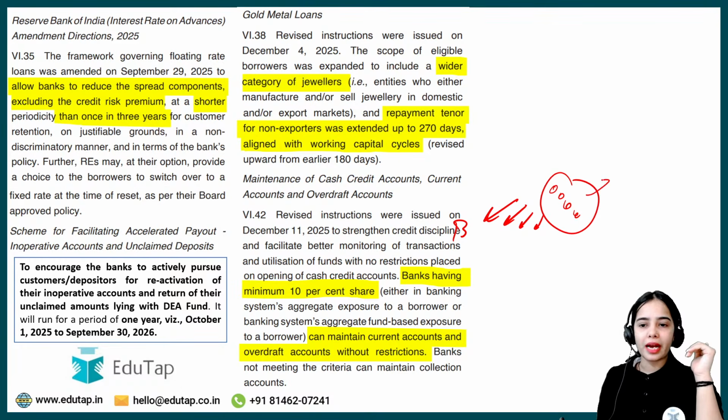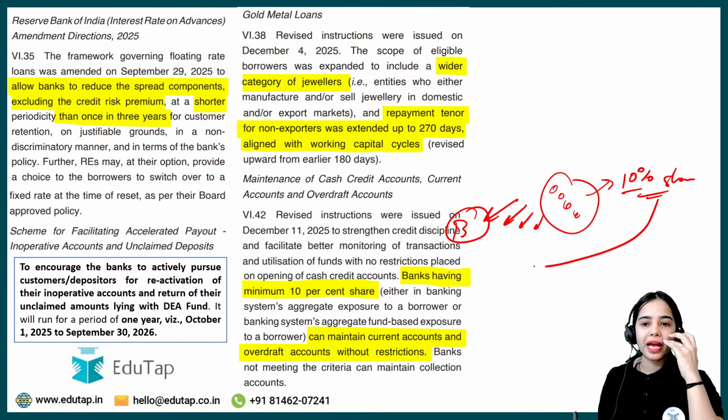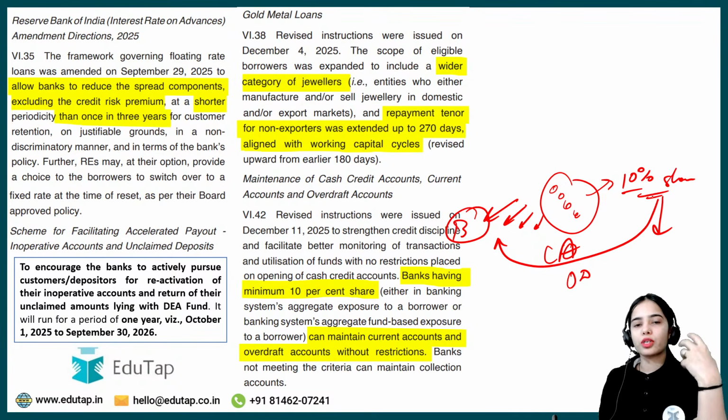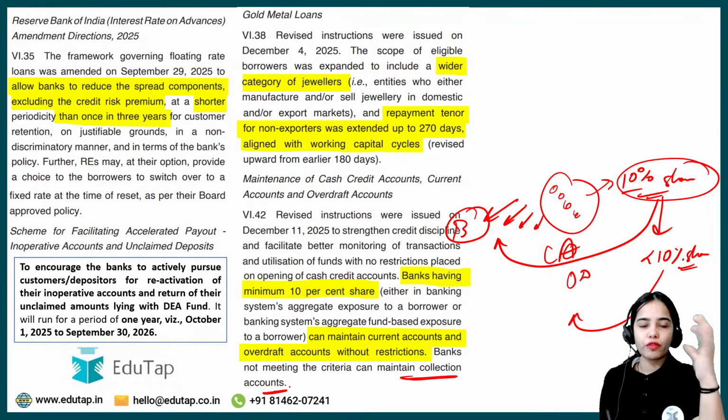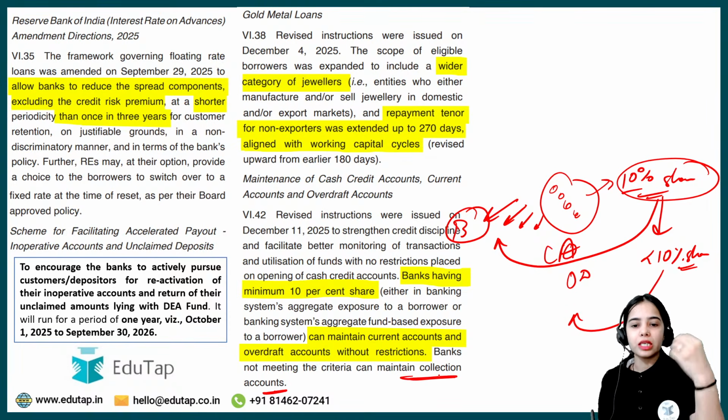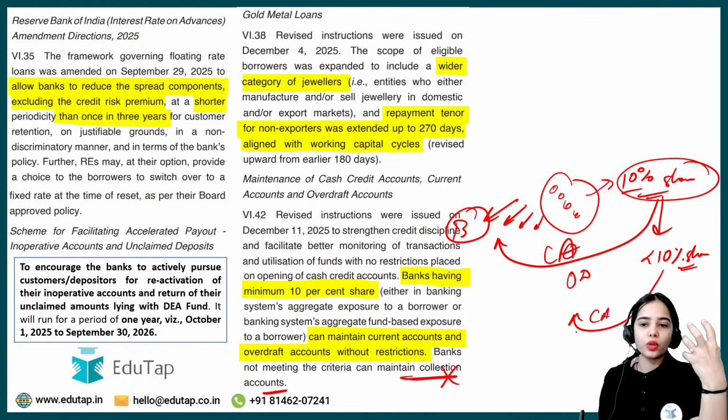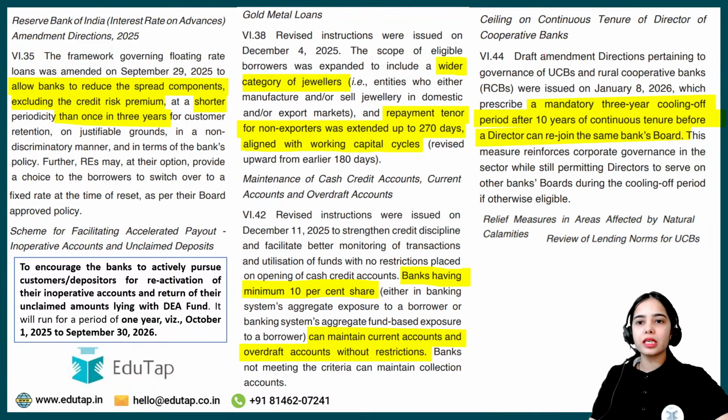Now, a bank having a minimum 10% share in the borrower's exposure, only that bank can provide the current account facility or the overdraft facility to the borrower. But if the bank has less than this, let's say 7% or 5% share, which is less than 10%, then the bank can only maintain collection accounts for collecting the repayments. It cannot have the current account or the overdraft accounts for the borrower. That is the idea.